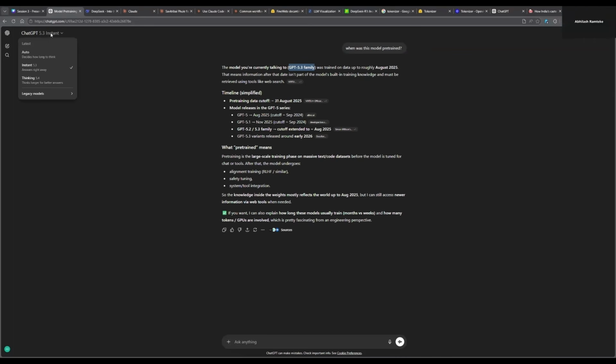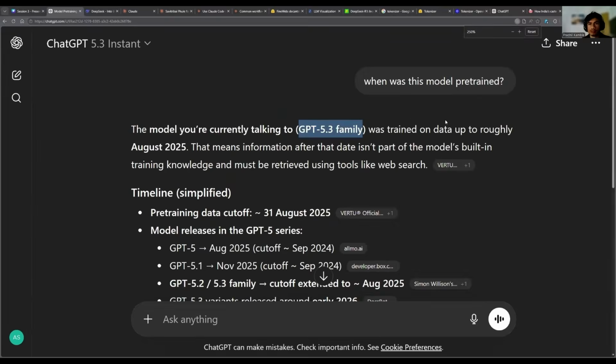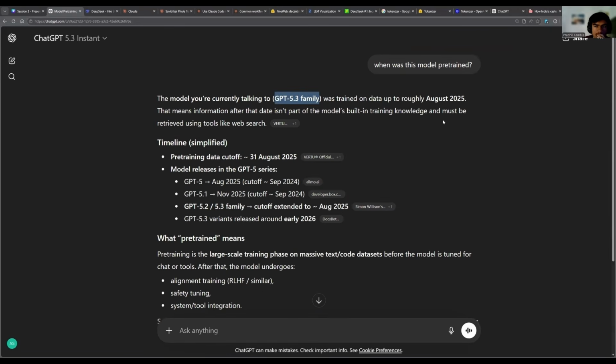Can you increase the font size? All right, yes. Okay, I hope you can see now.